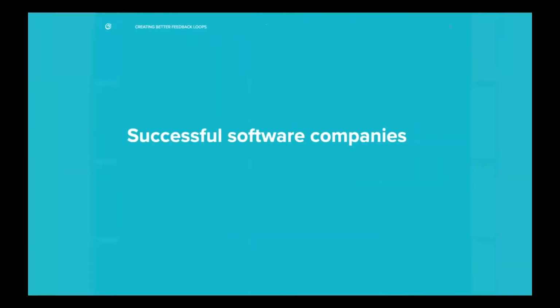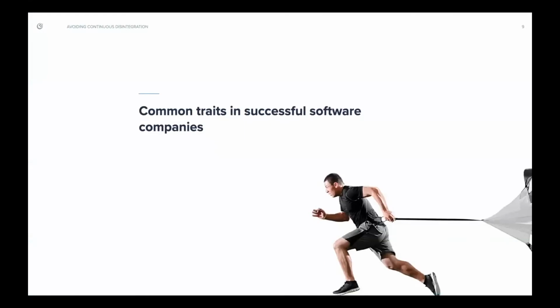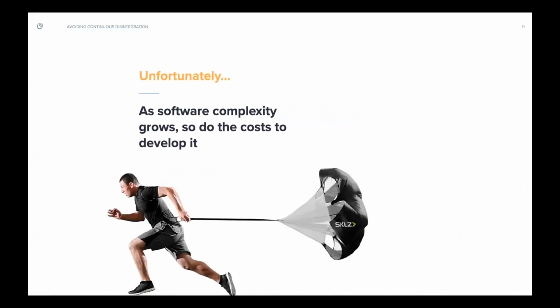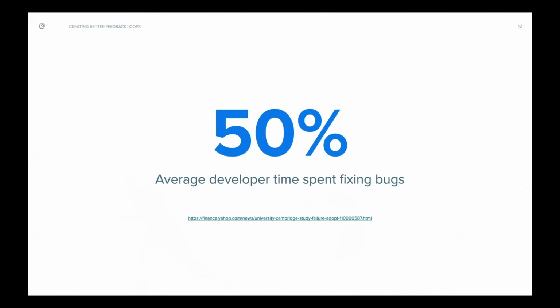First step is deciding what to track. I want to tell you a little bit about successful software companies. There are a number of traits in successful software companies: high velocity, high levels of quality, and highly productive developers. Unfortunately, as software complexity grows, so do the costs to develop it. A lot of these things materialize as safeguards, slowdowns, and risks. And a number of people on this group can probably identify how those things start to build up.